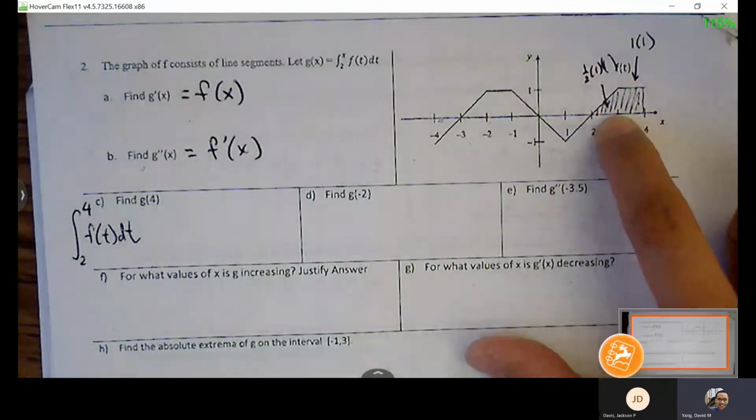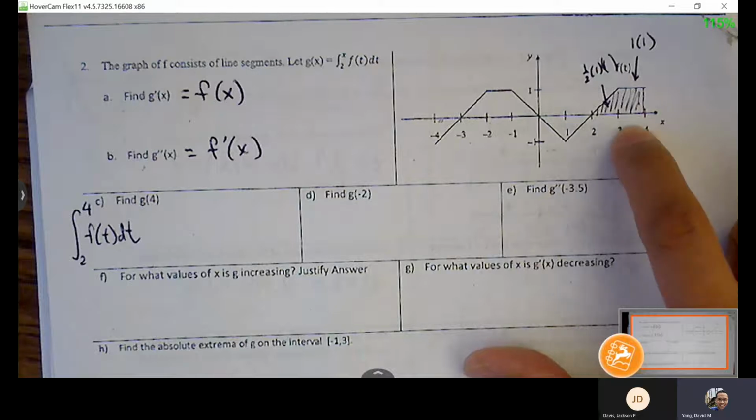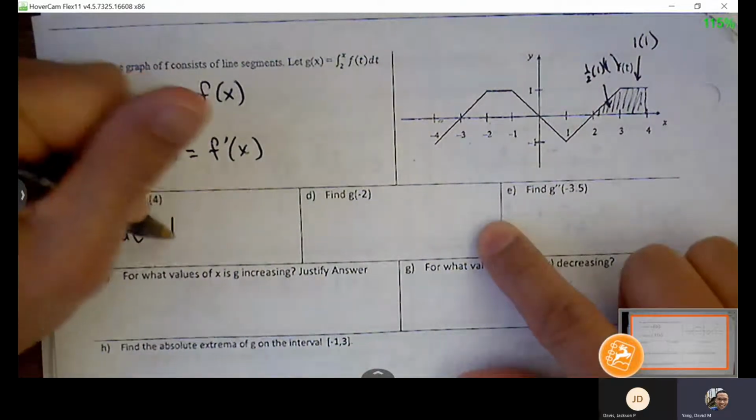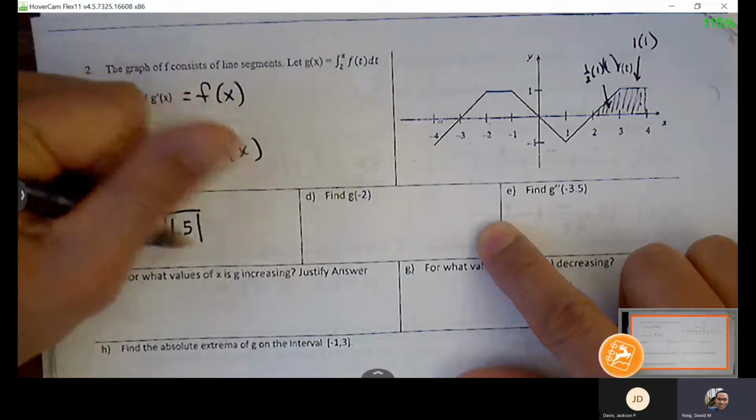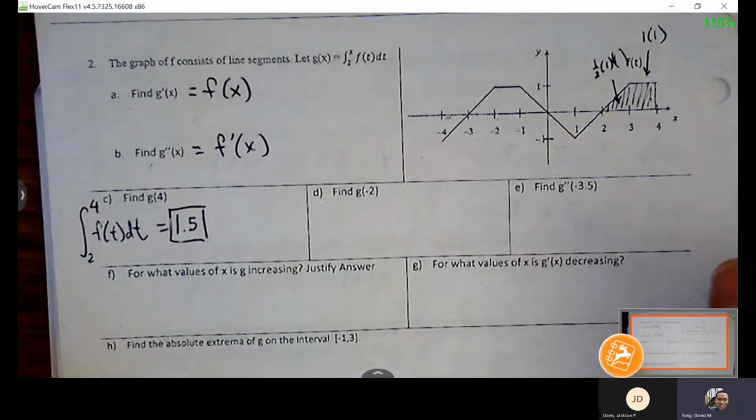So this is an area of 1/2. That's an area of 1. So 1/2 plus 1 will be 1.5. They're all above the x-axis, so no need to make any portion negative.